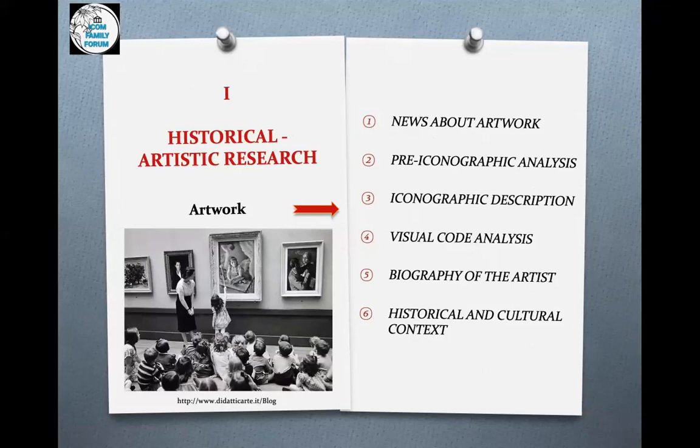Visual code analysis is to analyze the light or the color or the geometric description of the artwork. So every sign that artists use to transmit the meaning of the artwork. After that, we can find news about the biography of the artist, and at last is the historical and cultural context of the artist. So I don't know if we are in the Renaissance or in medieval times and so on.